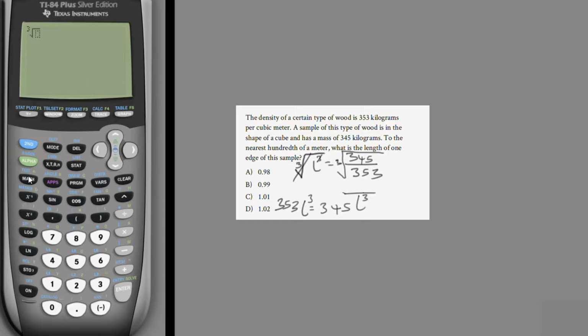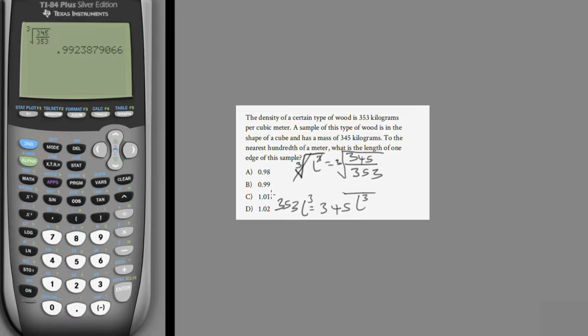It's in fraction form. Go to math, number. Okay, this is the fraction I'm looking for. Cube root of 345 over 353. So that's it. Let's press enter now to see the output of this solution. So we have it to be 0.99. The right answer is option B.